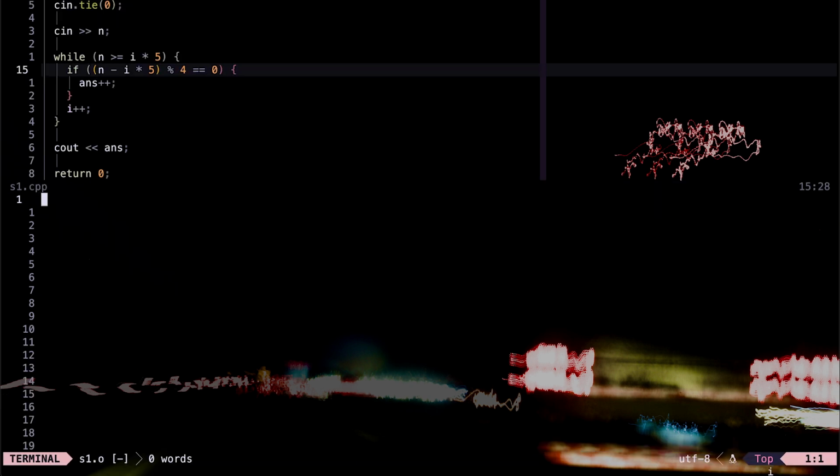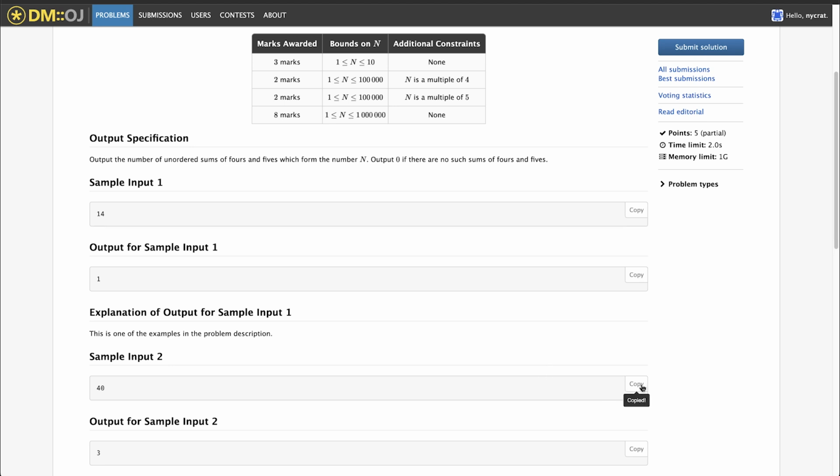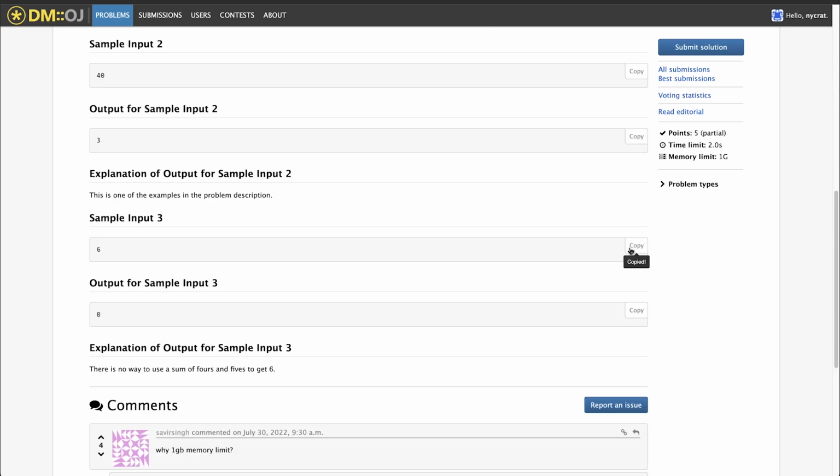If n minus i times 5, because we're using this many 5s, is divisible by 4, so mod 4 equals 0, it just checks that it's divisible. Now I get 1. If I do 40, we get 3. And for 6 we get 0. So let's assume this works.